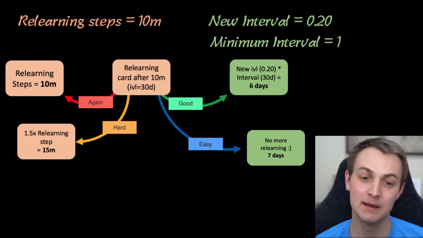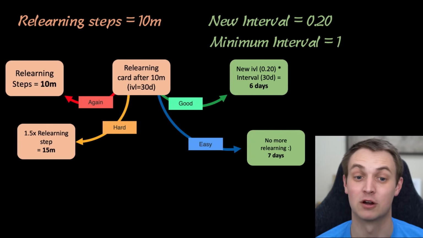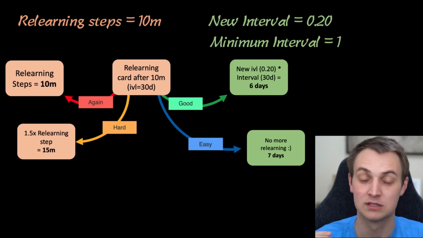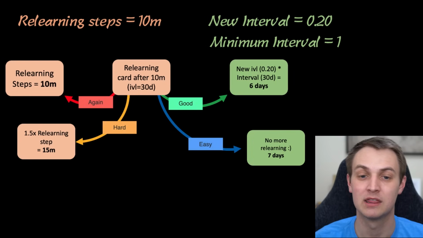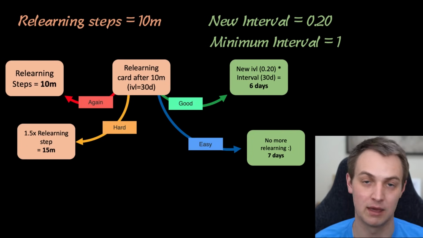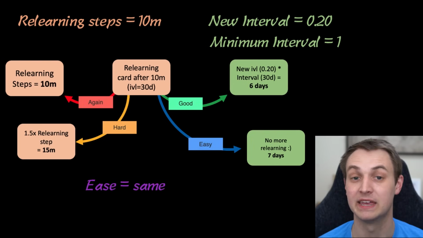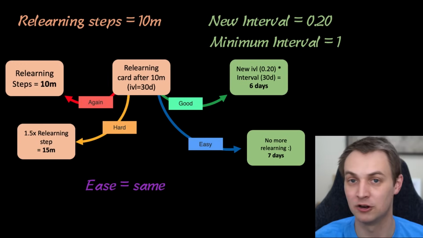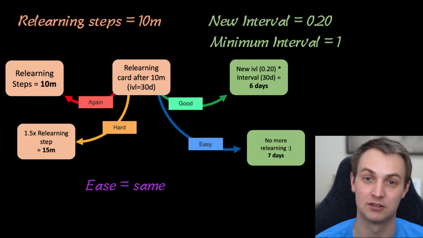Now, the minimum interval here is basically saying what is the minimum interval that this card can be. So in this case, we hit good, and it's 0.2 times 30 days, which equals 6 days. So 6 days is what this card gets scheduled. If our minimum interval was 15 days, then when you hit good, because 6 days is less than 15, the card would jump to 15. I generally just leave the minimum interval at 1 day, but that's just something to be aware of. The ease remains the same during this process because you are in a relearning phase. Anytime you're in the learning or the relearning phase, the ease does not alter.